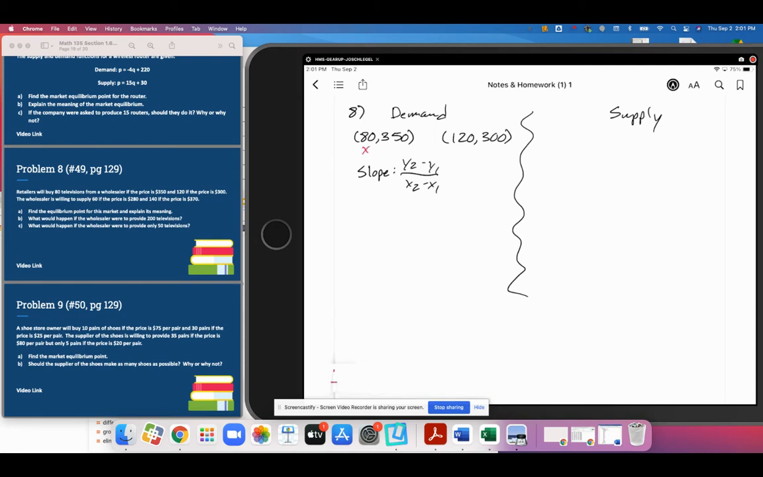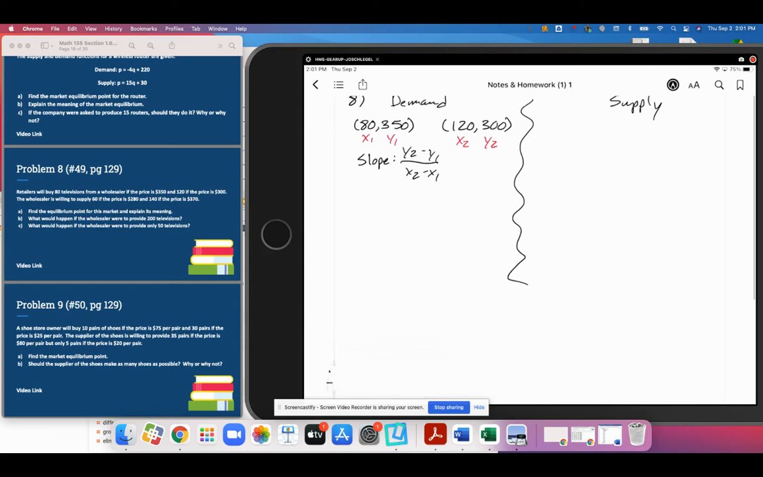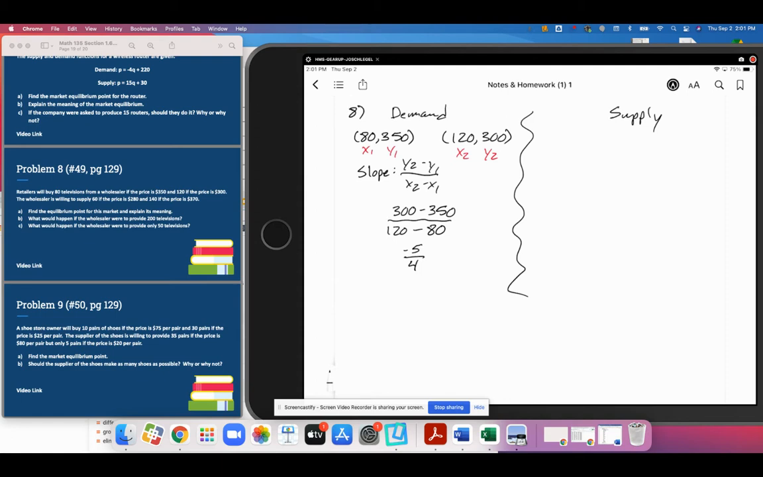Let's label x1, y1, x2, y2. We're going to end up with y2 minus y1 is 300 minus 350 over 120 minus 80. If I put that into Wolfram, everyone, I would get, I believe, negative 5/4. That's going to be my slope for that one. We can then go ahead and put it into the point slope form equation.